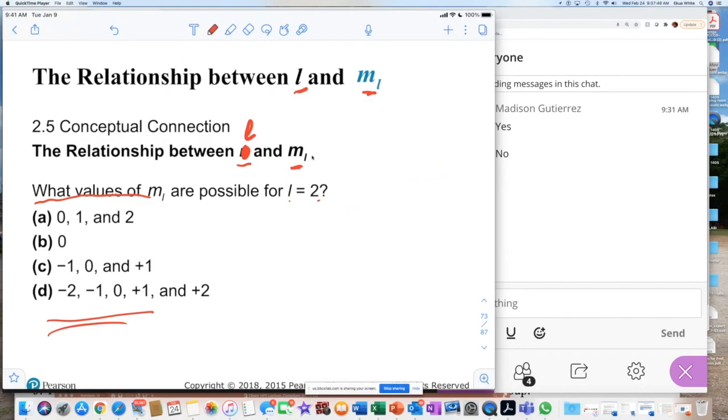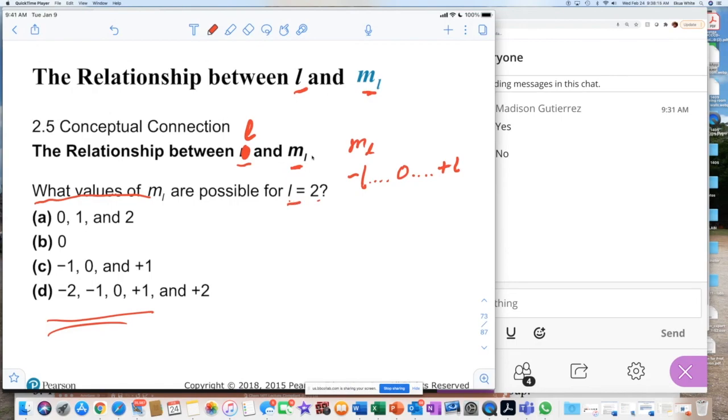Remember that to figure out M sub L, you need the L value, because for M sub L you start from negative L, go all the way to 0, and then all the way to positive L. So these are the limits, right? Negative L is where you start. You add 1 each time, and it gives you all the possible M sub L values.